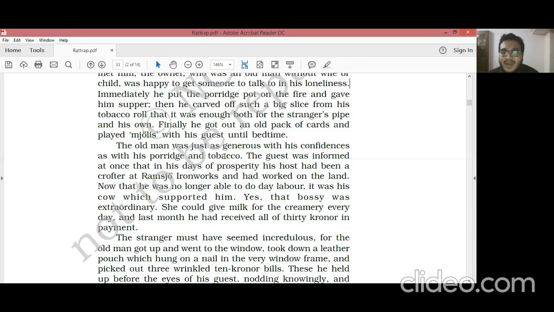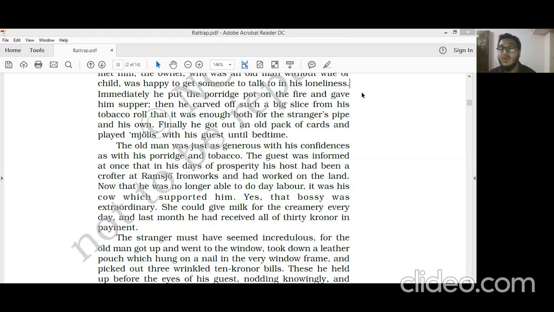Anyone? If you have any idea? See, crofter: the one who is given a lease of land and does the work of farming. Suppose I have a piece of land and I'm giving it to XYZ boy, come on, you take my land on lease, and they do the farming. Similarly, he was working on Ramjo's iron work and he was in charge of doing farming. That's why he's named a crofter and worked on the land.